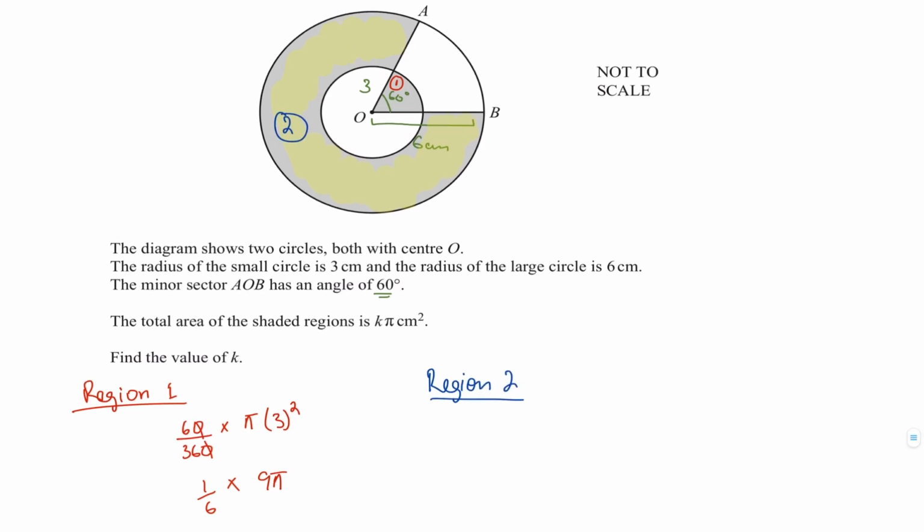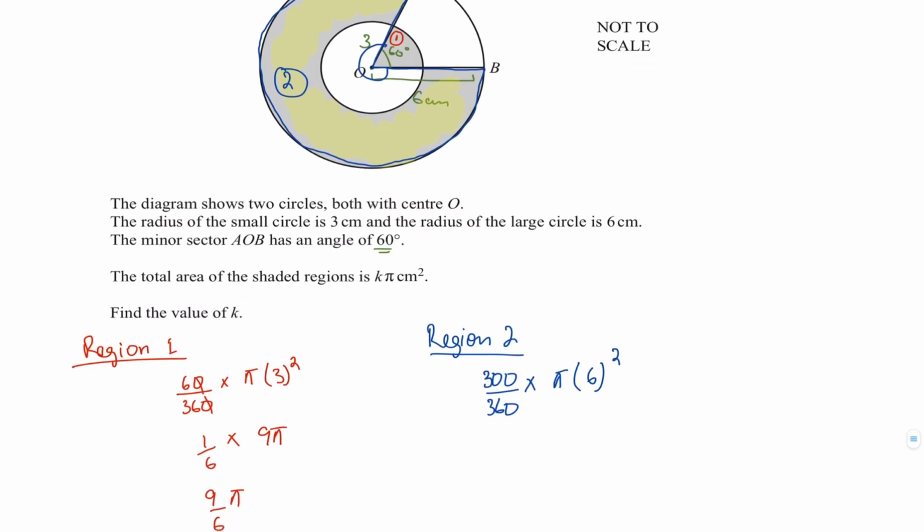So what we're going to do is figure out the area of the major sector, and we're going to use the radius of 6. So that's going to give us this entire region. It's going to be 300, the outer angle, 300 upon 360 multiplied by pi, but this time bear in mind the radius is going to be 6. So let's simplify this first.